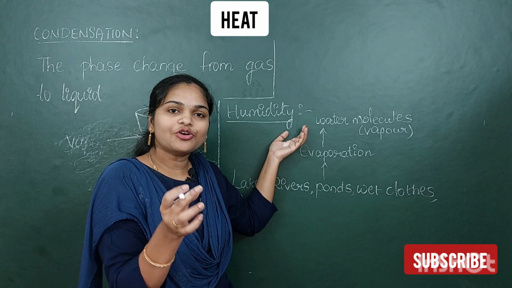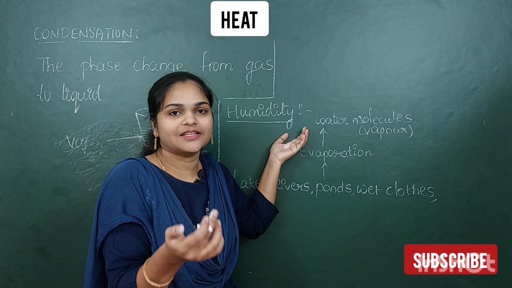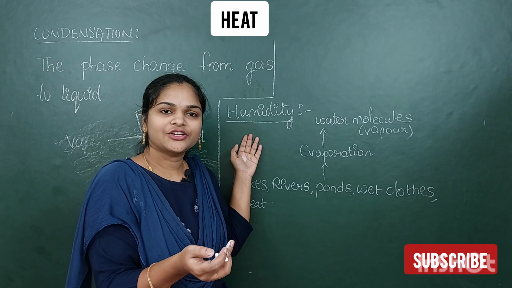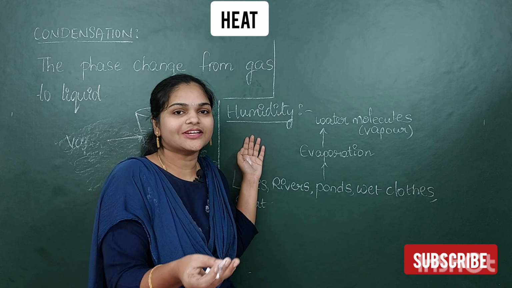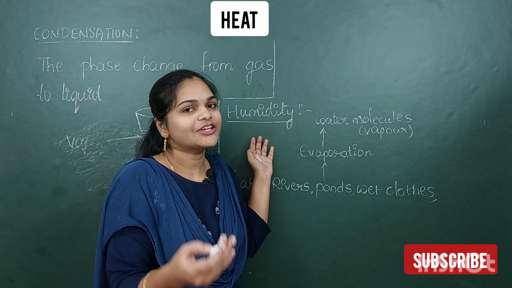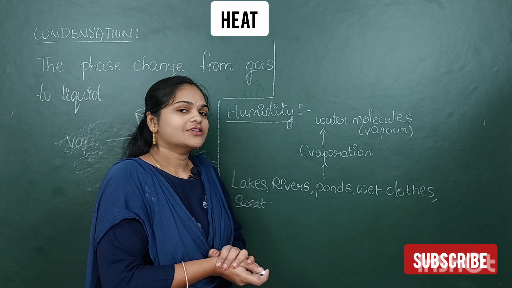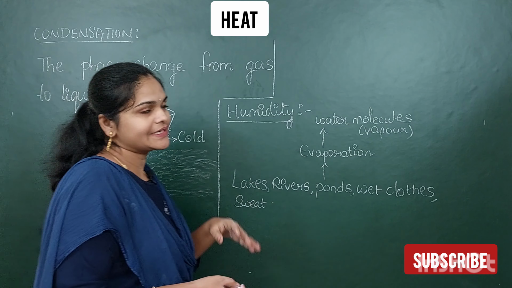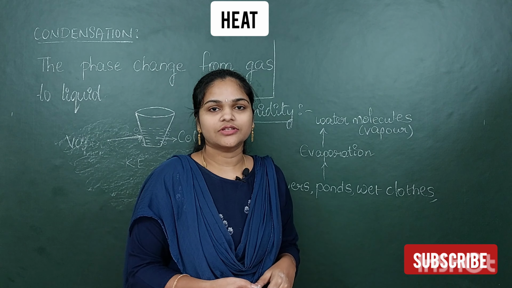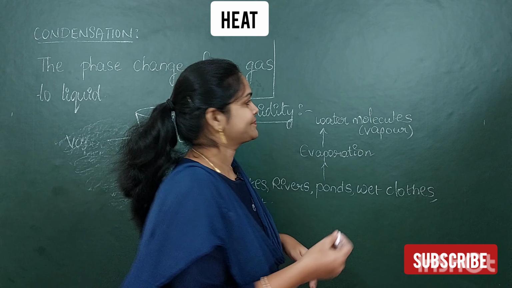So the amount of vapor which is present in the air is called humidity. Yes, the amount of water vapor present in air is called humidity. Now we have discussed condensation and humidity, and the next topic is about dew and fog.